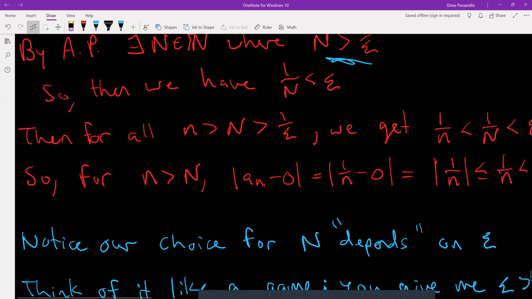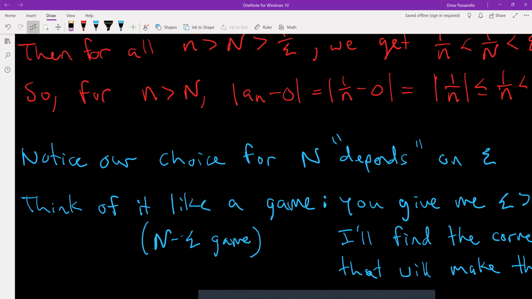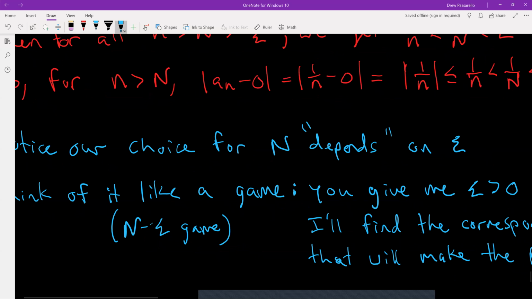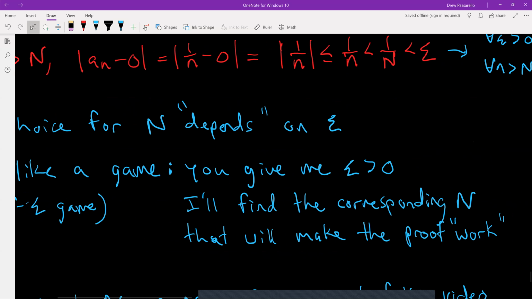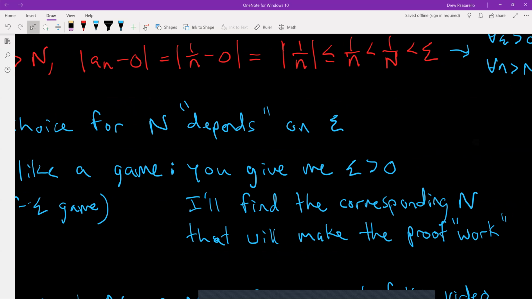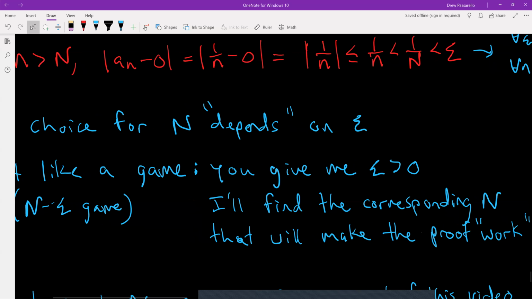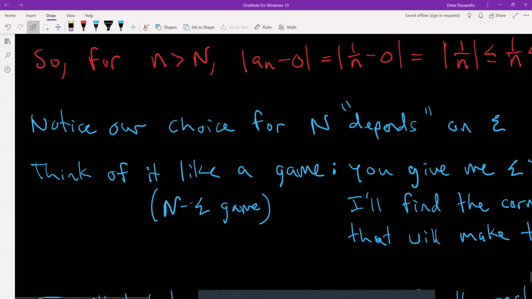All right, so notice our choice for capital N "depends" on epsilon. I put depends in quotes. I like to think of it as a game and call it the N-epsilon game. Basically, you give me an epsilon, and I've got to find the corresponding capital N that will make the proof work. So you're given an epsilon, then you've got to find the N that makes it work for the proof. Okay, so that's that example.